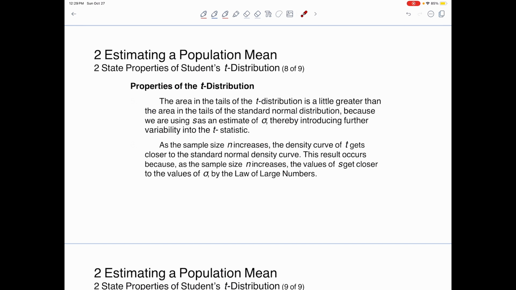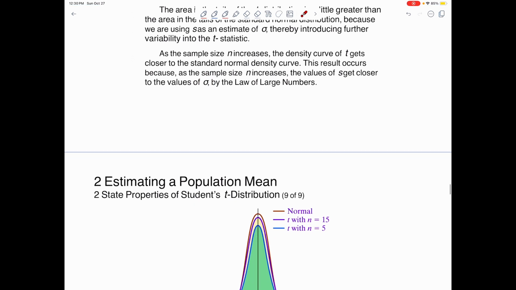As the sample size n increases, the density curve of t gets closer to the standard normal density curve. This result occurs because as the sample size n increases, the value of the sample standard deviation gets closer to the value of the population standard deviation by the law of large numbers.